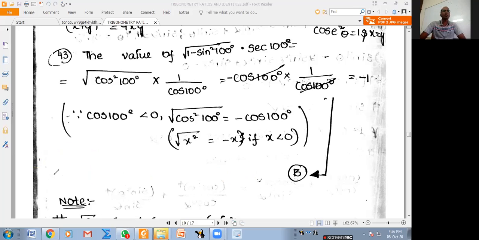That is just convention. For the root of something, the inside should be positive, and not only that, the answer also we are going to take as either positive or 0. We are not going to take negative. Because of that, for example, root of 7 square, nothing wrong in writing 7. Okay. So another 10 minutes.